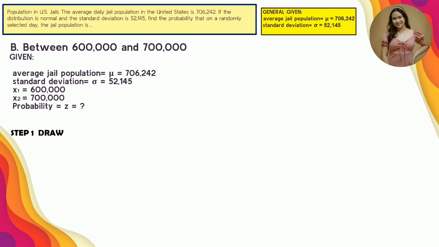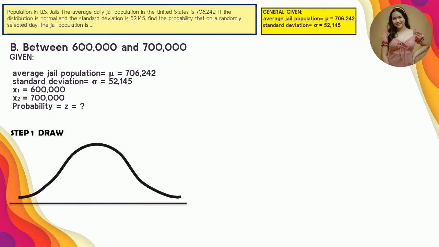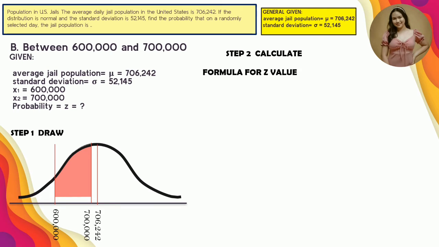So, for step 1, we draw our normal distribution curve. And then we plot our mean, which is 706,242. And next, we plot our two values of x. We have 700,000 and 600,000. And the area that we are looking for is between the 600,000 and 700,000. So, step 2, we solve. We use the formula for z value. We have this formula, and first, we solve for our x sub 1, which is the 600,000.